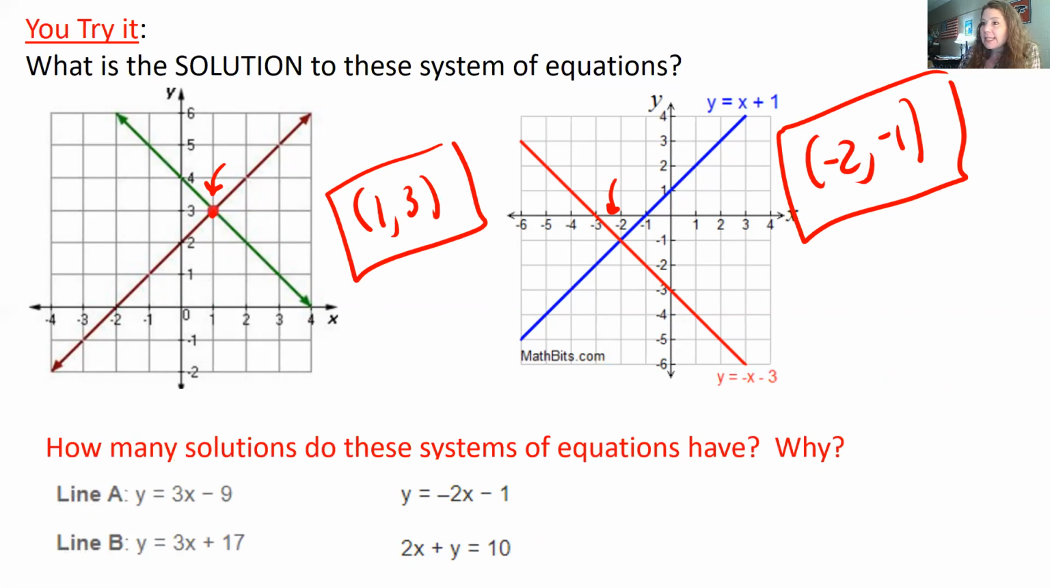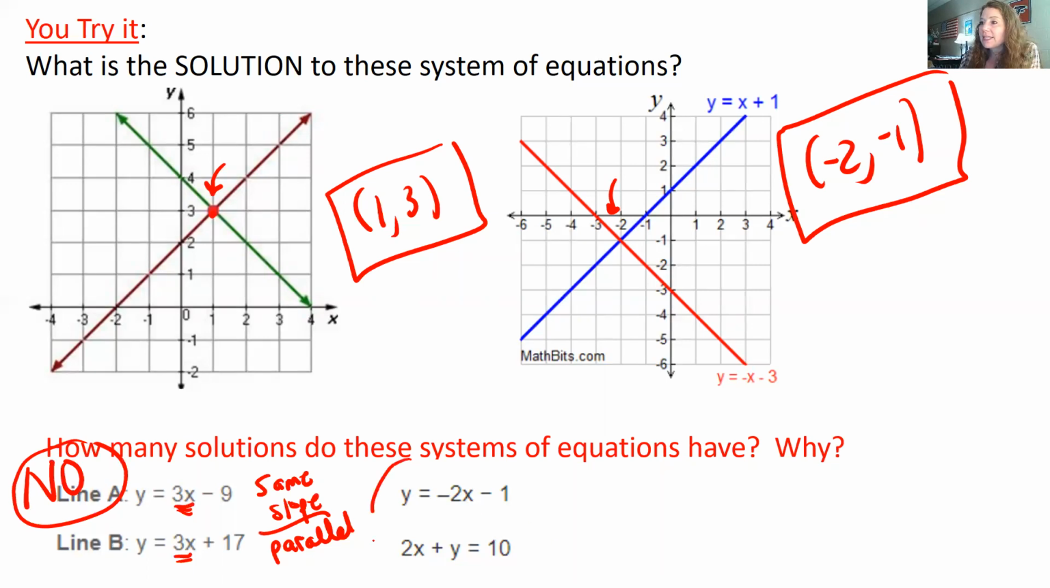All right, so now let's look at these. How many solutions do these systems have and why? Well, I don't have a graph, but look at these two lines. They're both solved for y, so I can immediately tell that both of these have the same slope and different y-intercepts. If they have the same slope and different y-intercepts, it means they are parallel lines, which means they have no solutions, 0. They'll never intersect, they're parallel lines.